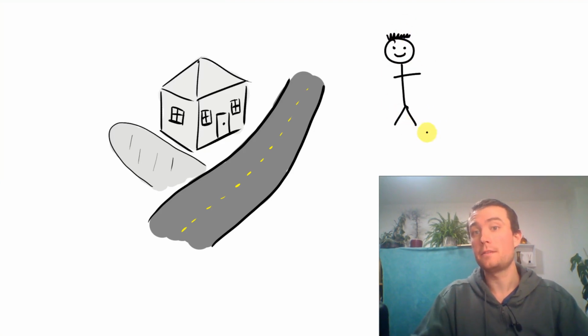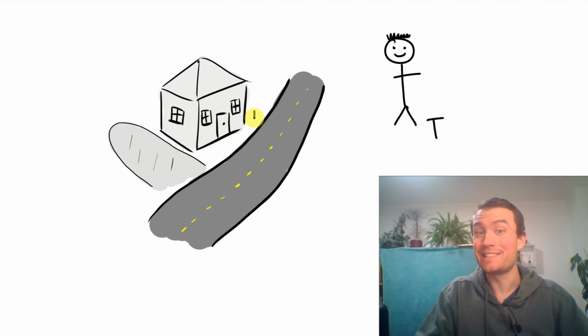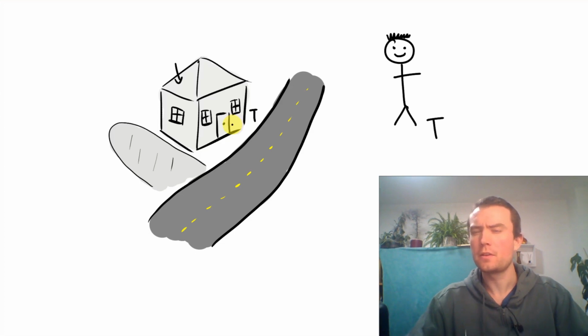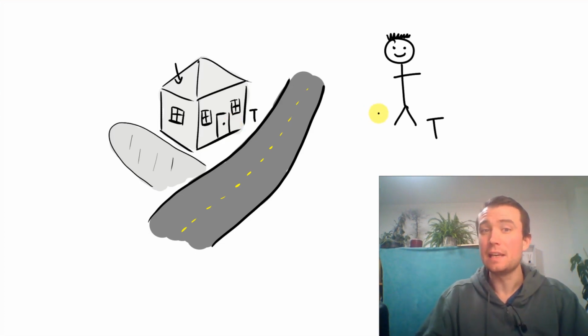This is Tim. And this is Tim's house. Tim lives in this house. He lives here. What is Tim's address? What's his address?